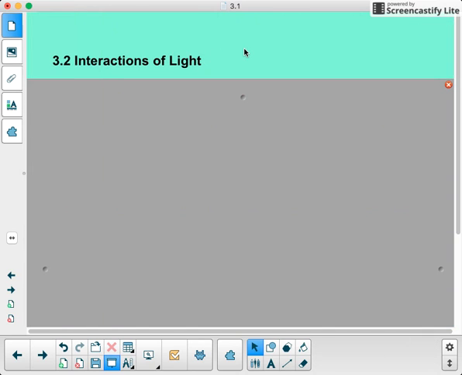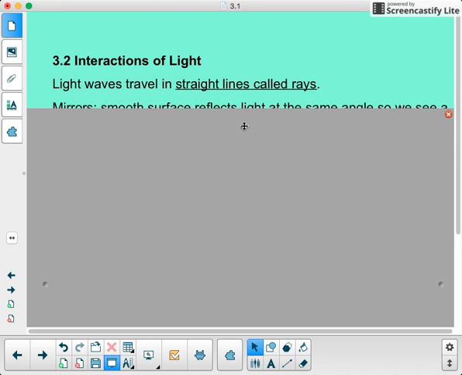Remember that in Lesson 1, we looked at the electromagnetic spectrum, and we learned that visible light is just one part of that spectrum, one set of wavelengths. So in this lesson, we'll look at the way that light interacts and talk about what causes the things that we see. Light waves travel in straight lines that are called rays. So when you think about light coming from the sun, it travels in straight lines, and those straight lines are called rays.